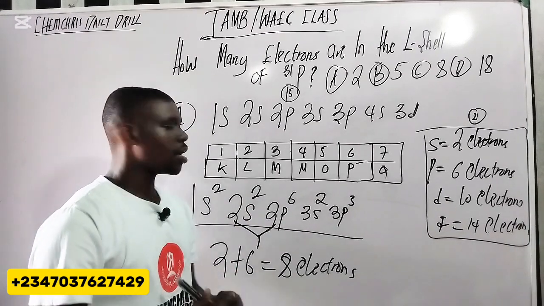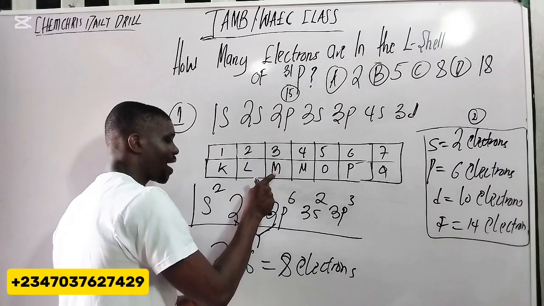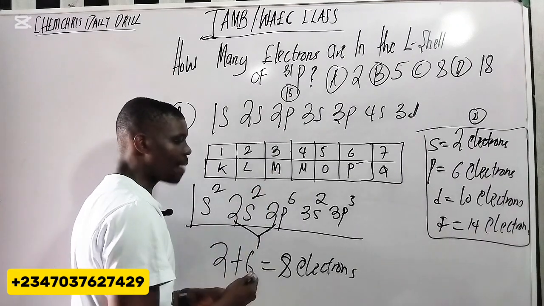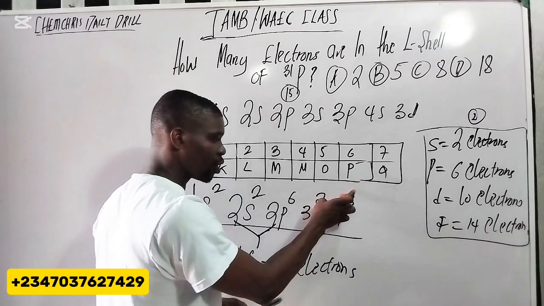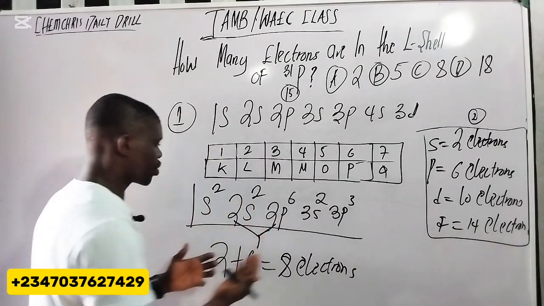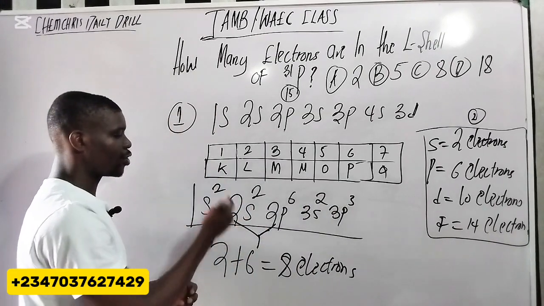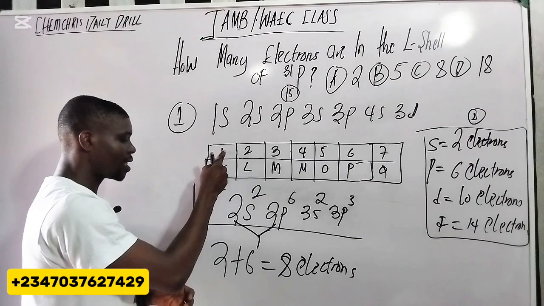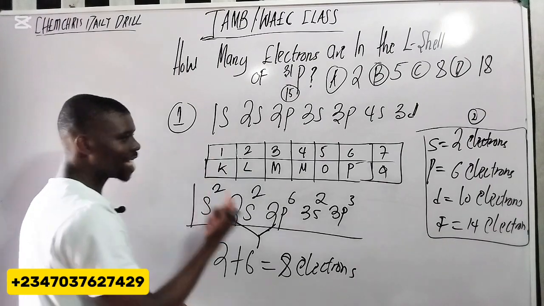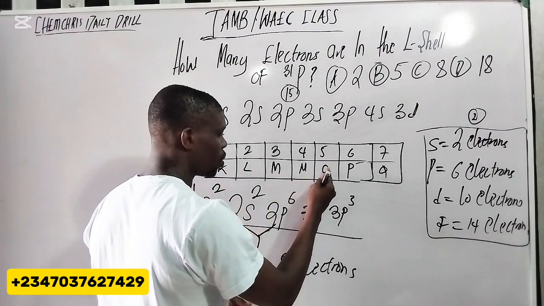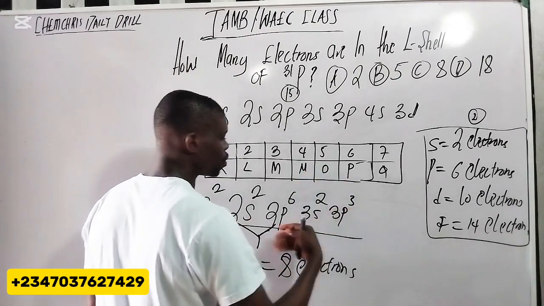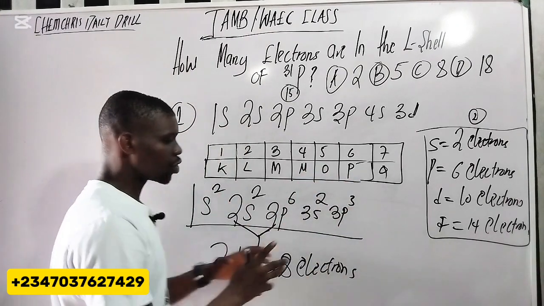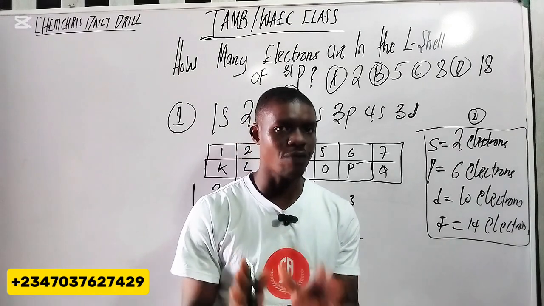As we say, M shell. M shell would be the third energy level, which is going to be 2 plus 3, which is 5. Assume they say K shell. K shell is just the first energy level, which is 2. Assume they say O shell, which is your fifth energy level, it cannot exist here. So these are ways and patterns you can solve questions.